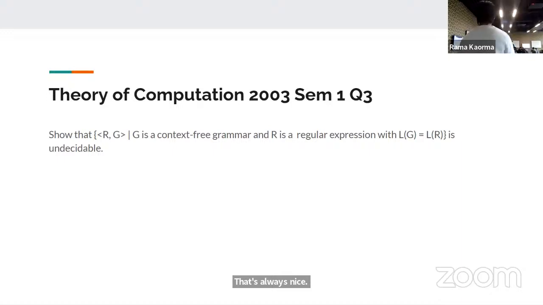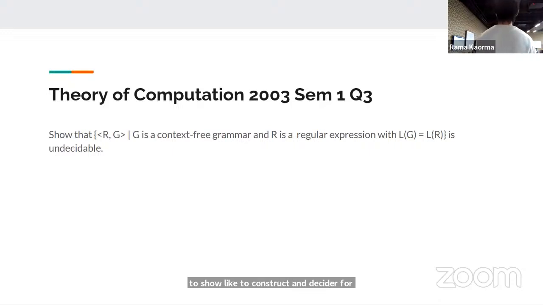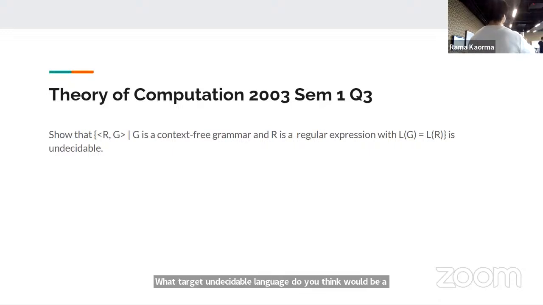So following what I said earlier about how we had a target undecidable language to construct a decider for, what target undecidable language do you think would be a good candidate for this question? Any ideas?